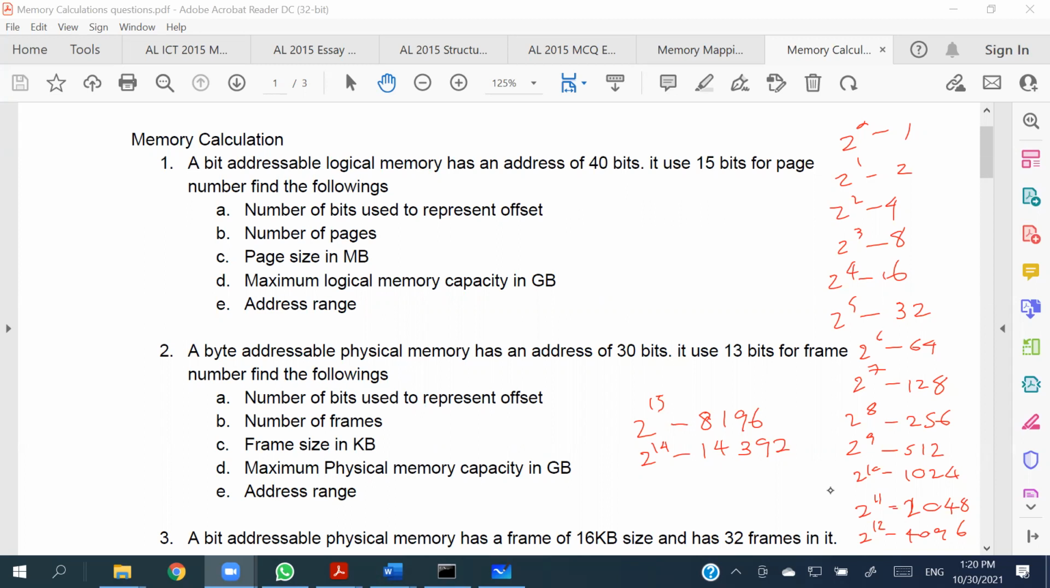Sachintani, yes, the first one is okay, second one is okay, third one is okay. Fourth one, for the part D. Yes, maximum logical memory capacity means the total memory capacity. It's the third equation. You need to take 2 to the power total number of bits and then convert. Right?